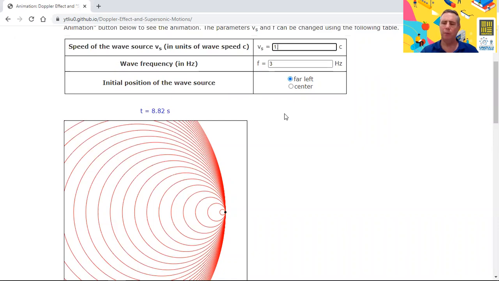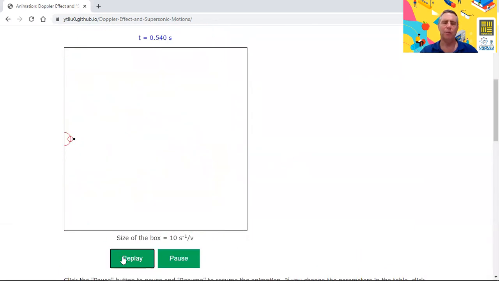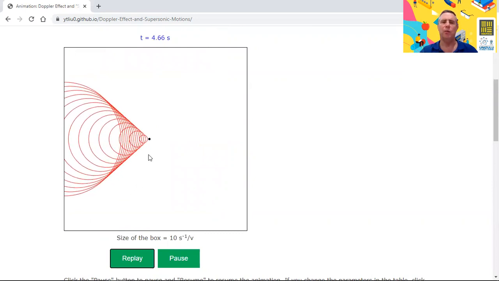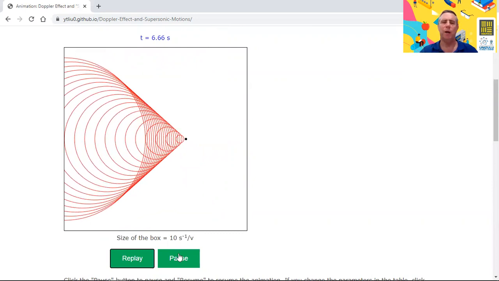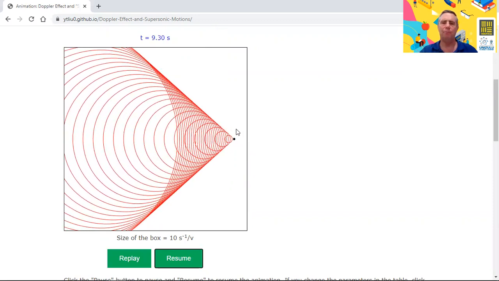What would happen if we flew faster than the speed of sound? Let me set it as 1.5 times the speed of sound, and let's restart that. Now that the source is flying faster than the speed of sound, you can see it leaves the sound waves behind. And we get something that's called a shock cone over here. And again, if this aircraft flew over you, you would only hear it when it had already passed by.